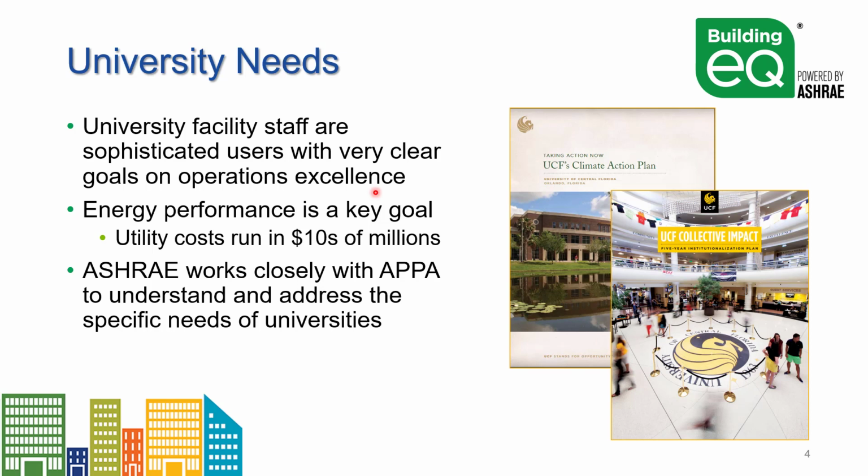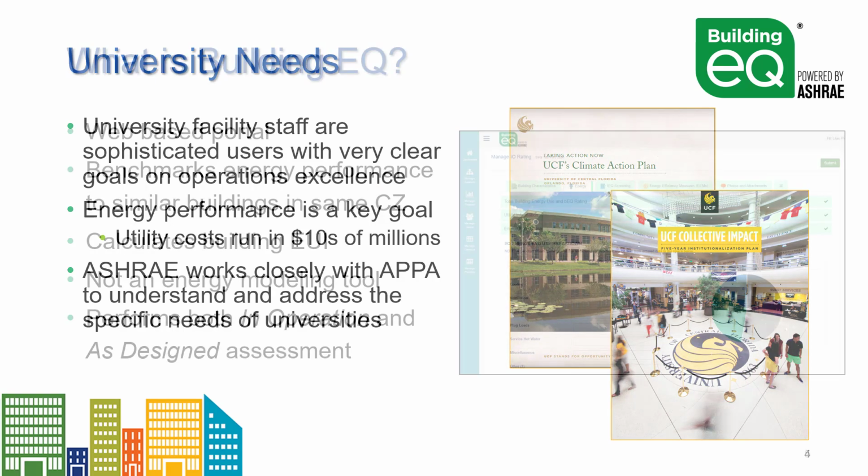And ASHRAE works very closely with APPA. APPA is the Association of Higher Education Facilities Managers. This is a group of people that are running most of the universities and higher education places in North America. And we work together to come up with solutions to how we make these universities meet their long-term goals around energy and carbon and, of course, indoor environment. And we work together a lot on the Building EQ tool to make sure that it meets the university needs.